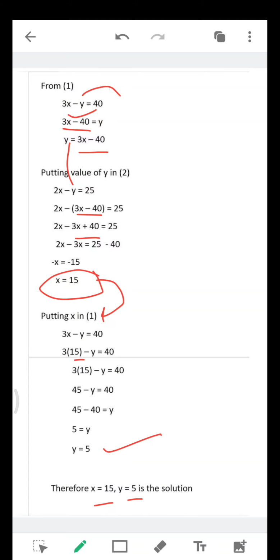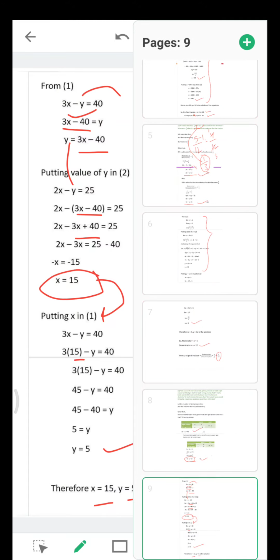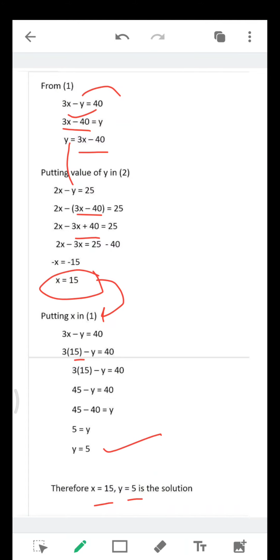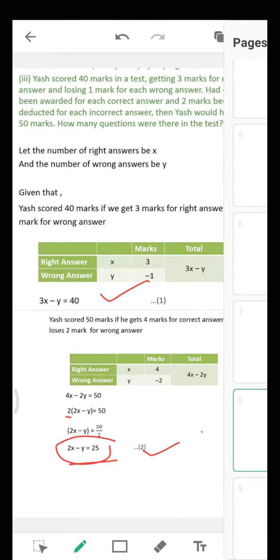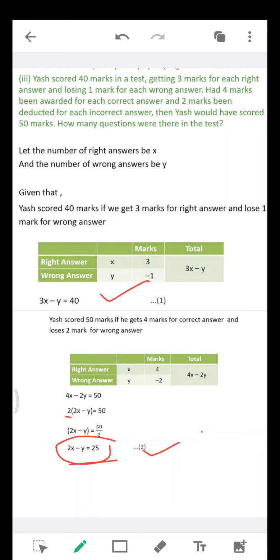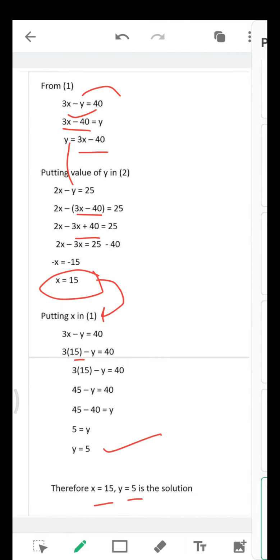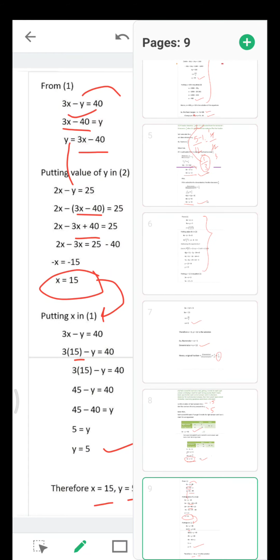So how many questions did he attempt? He attempted 15 questions correctly. The number of right answers is 15 and the number of wrong answers is 5.